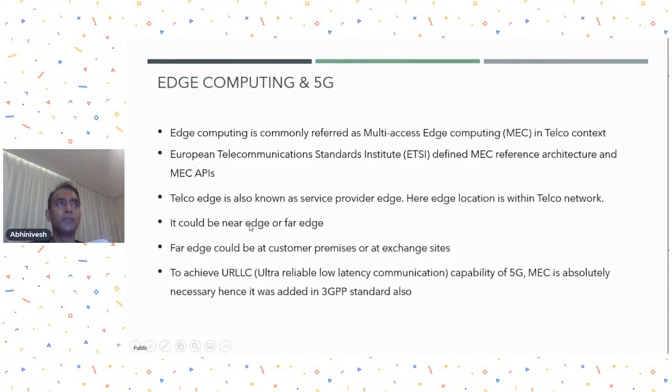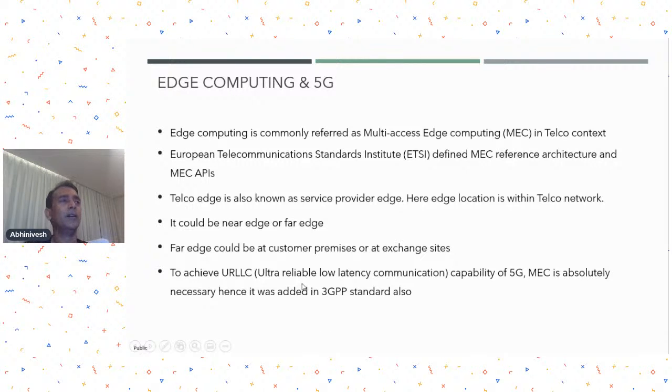Near edge means edge which is closer to the core data center of a telco company, right? And far edge means it is far away from your telco core data center. So it could be at customer premises, or it could be at device edge also, right? So what happens, as I said a few slides back, URLLC is one of the key capabilities that 5G brings. And how does it bring it? It brings it through edge computing, right?